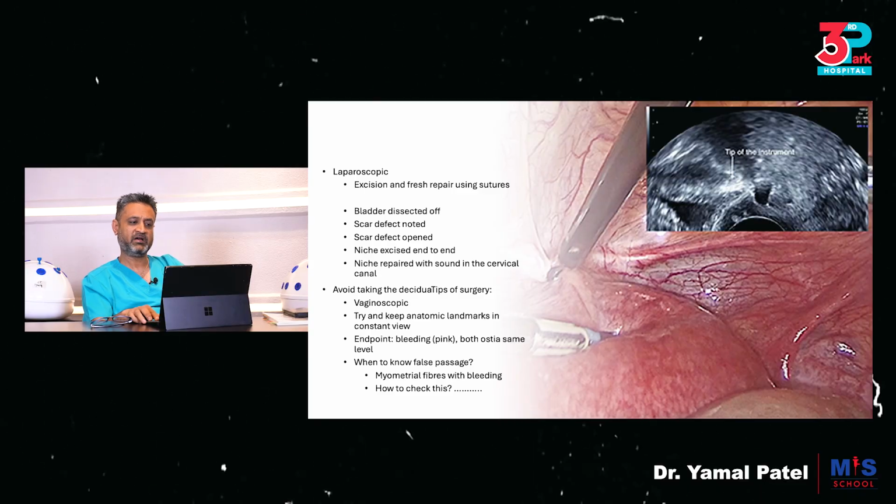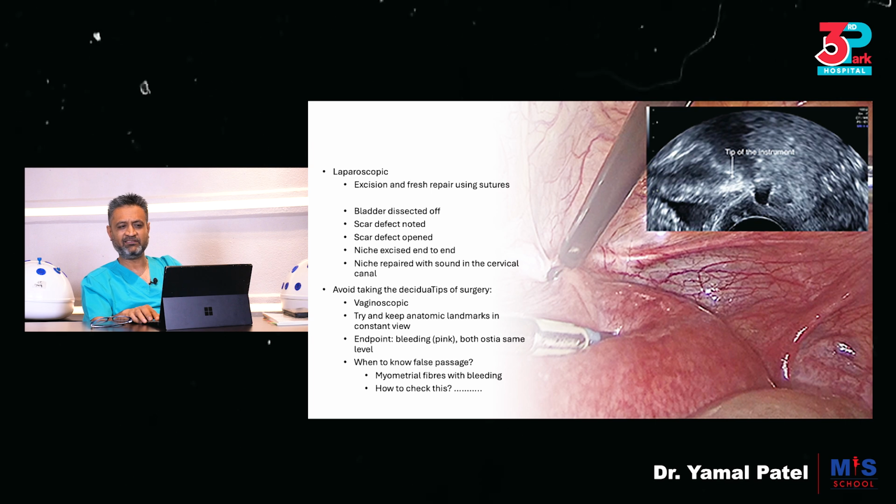We know this and we are repeatedly telling you this because going in with the dilator initially is going to start causing false passages, and you will not know where the niche is and what to correct because you'll have false injuries due to the dilator that you have used. Try and keep anatomical landmarks in constant view at all times. Your endpoint again is bleeding, pink, and both ostia at the same level. And when do you know you have false passage? I think false passage, we've discussed this.